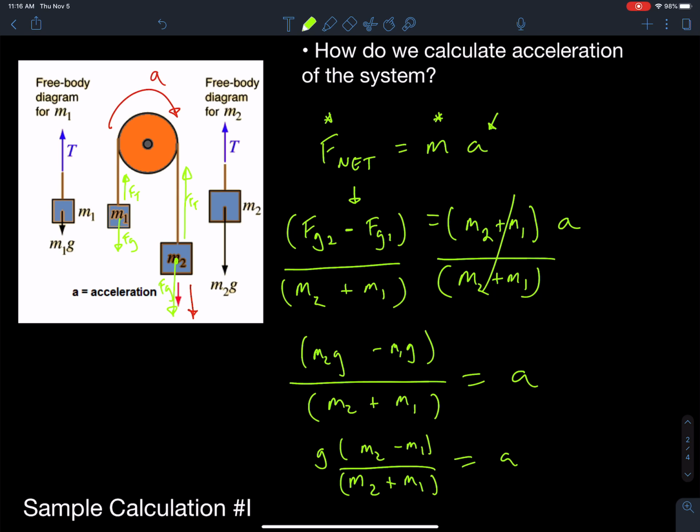Okay, and then I've created a formula that I can plug into a spreadsheet and be able to calculate the acceleration of any mass system. If I knew M2 and I knew M1 on a pulley system, I'd be able to calculate the acceleration of any pulley system if I plug that into a spreadsheet. So that's the relationship that we just derived for acceleration on a pulley system.